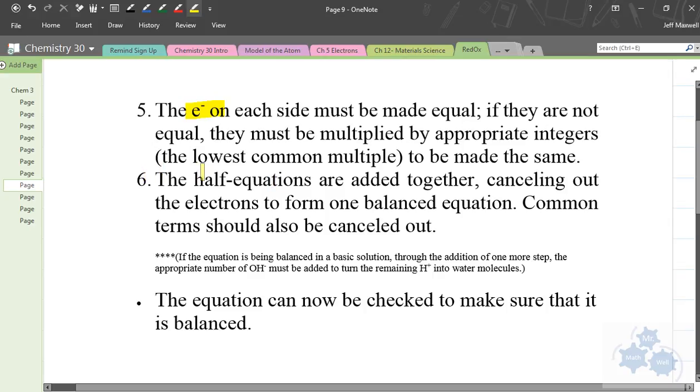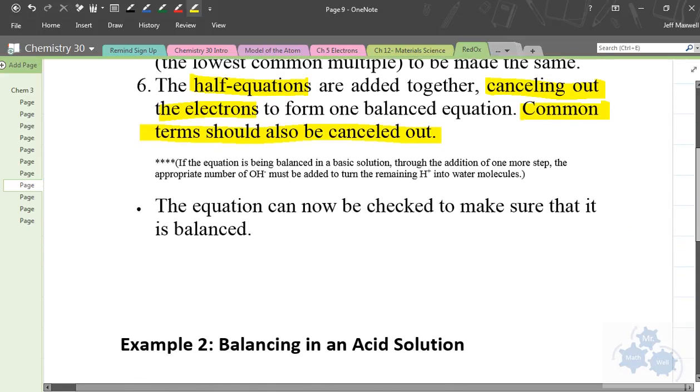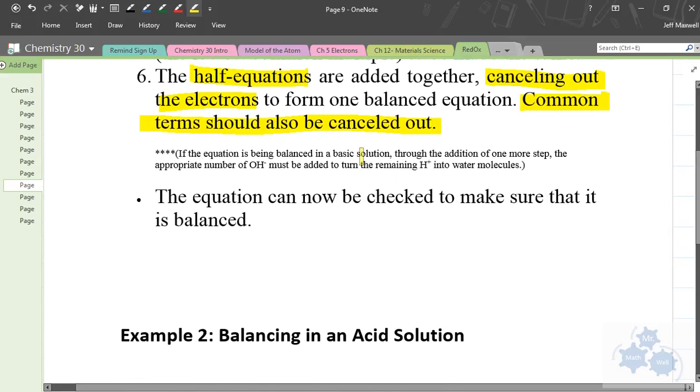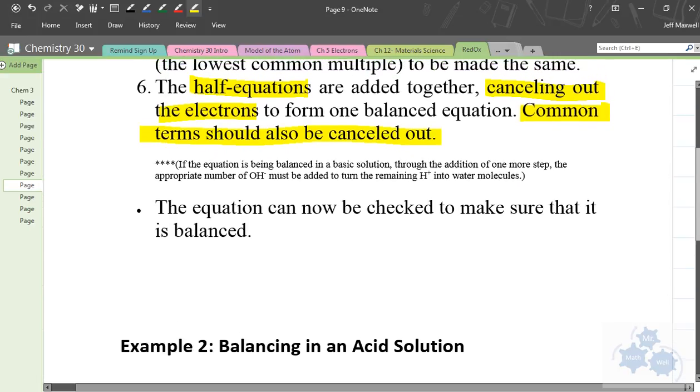The half equations are then added together. The electrons must be the same between the two equations when you compare the two. They are then added together, and the electrons cancel out because they have the same number on opposite sides, and then you form your one balanced equation. Any common terms will also be canceled out. You'll have to refer back to these steps when you are doing your practice, but then they'll become second nature. And then, of course, you do a final check to make sure everything is balanced.